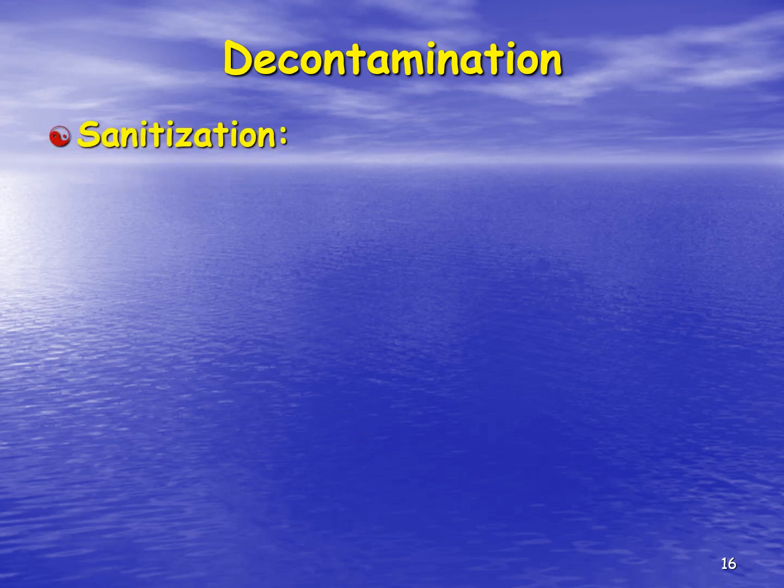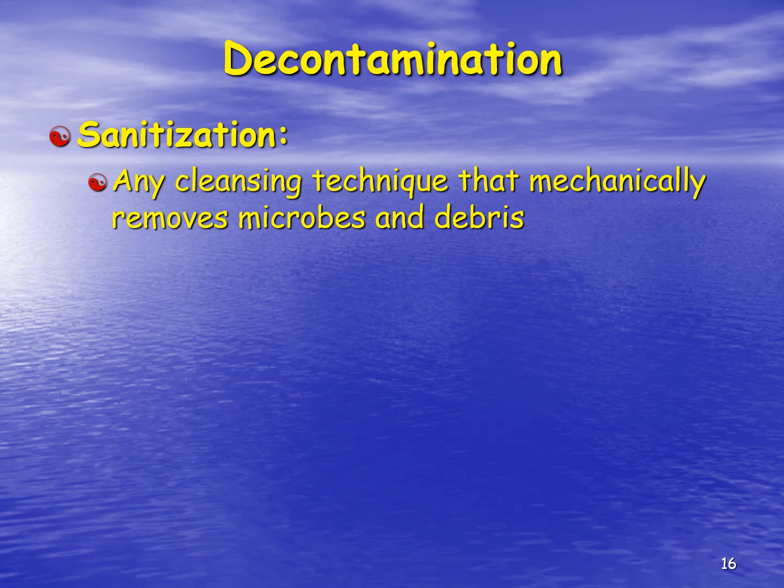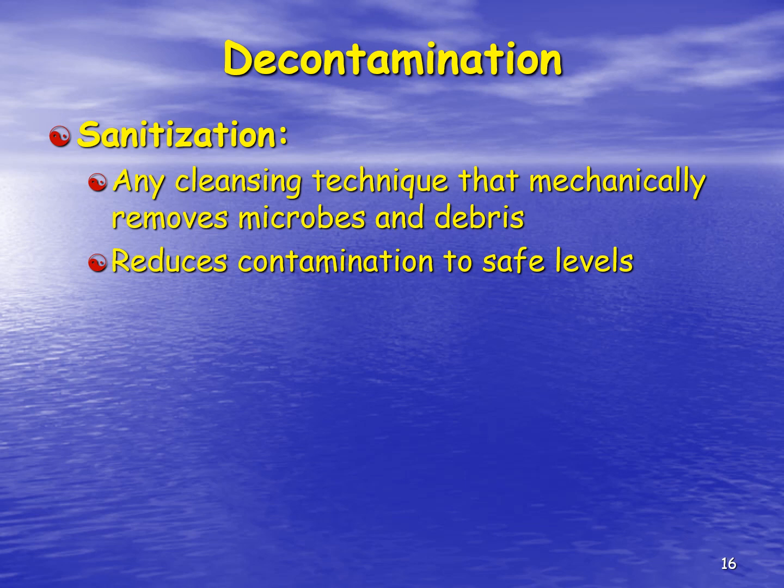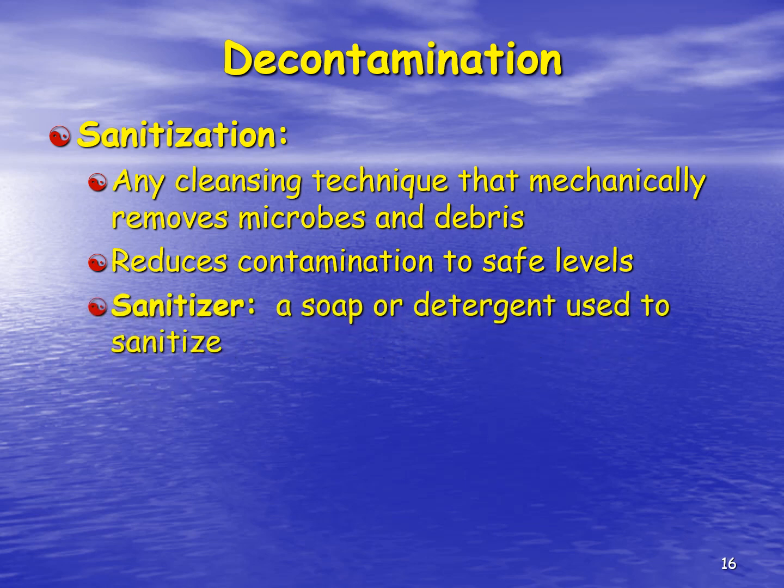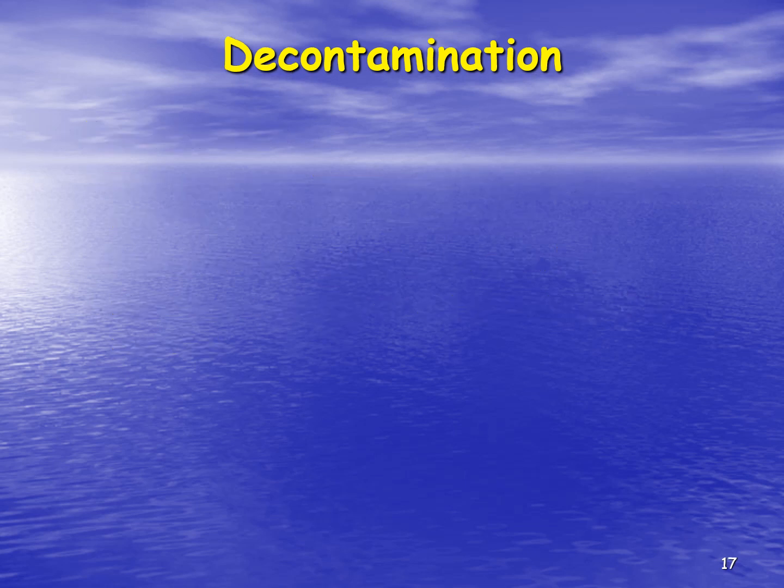Now, sanitation or decontamination. This is any cleansing technique that mechanically removes microbes and debris. So when you use, for example, your dishwasher, you are decontaminating or sanitizing the dishes inside the machine. You are not removing all microbes. You're certainly not killing all microbes. You are simply mechanically removing them to decrease their numbers. So this reduces contamination to, quote, safe levels. A sanitizer is a soap or detergent used to sanitize, and this could be on either an inanimate or animate surface.